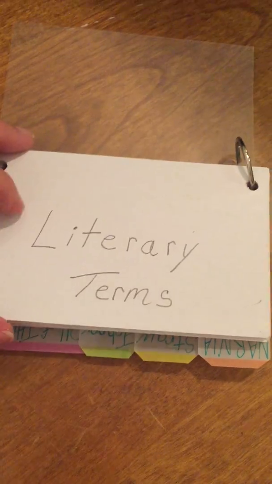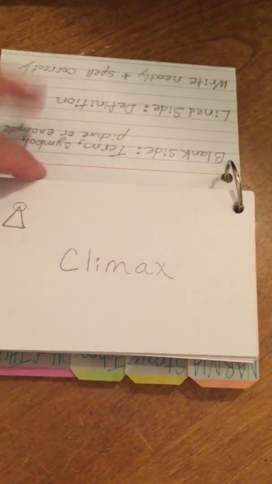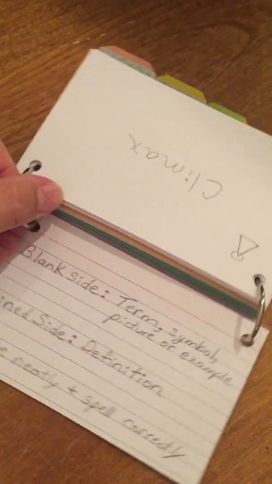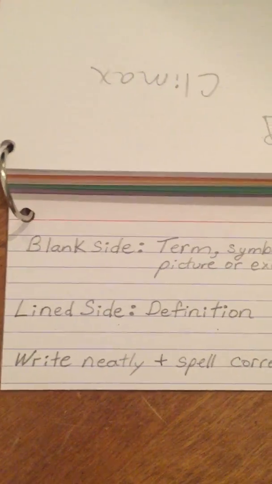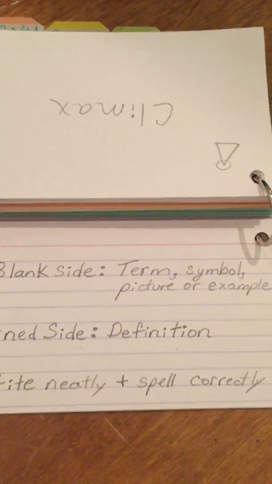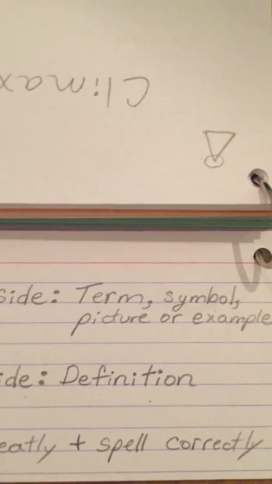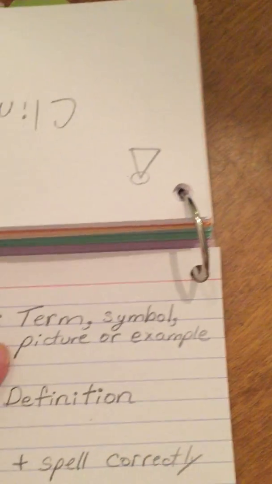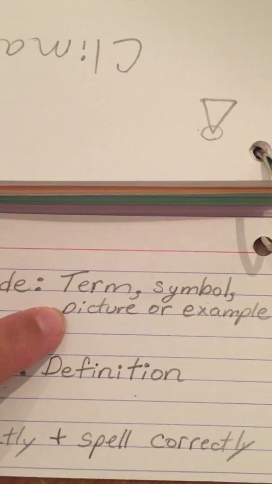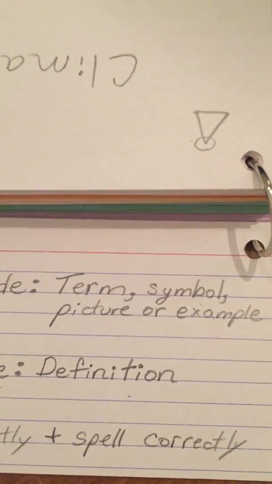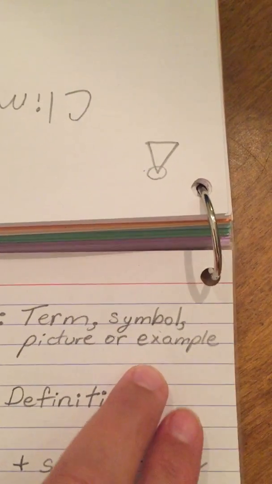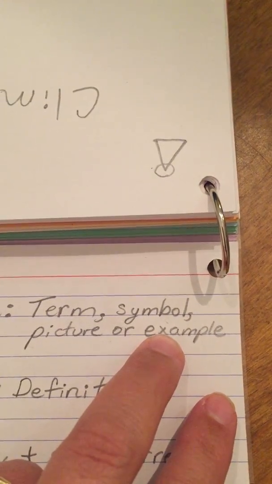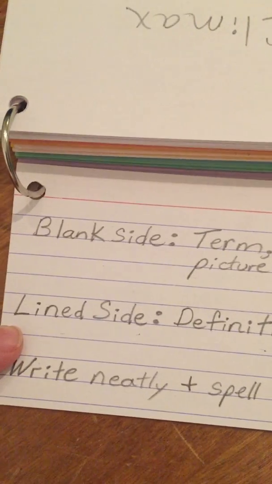So on the literary terms, I have some rules that I'll be giving your student in class. On the blank side, they will write the term, and if it's a term that we're learning about literature, it'll have a symbol, and if it's from the novel, it'll have either a picture if they choose to draw and illustrate one, or a sample sentence, which is what I mean by give an example of the word being used in a sentence. On the line side, they will put the definition.